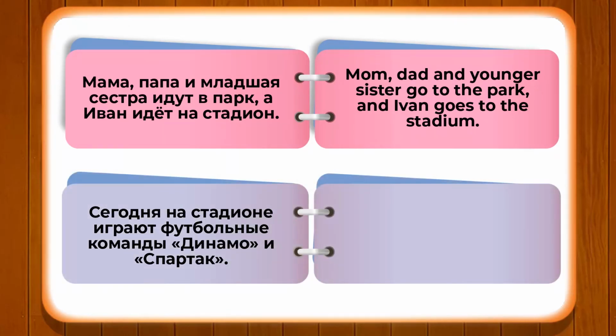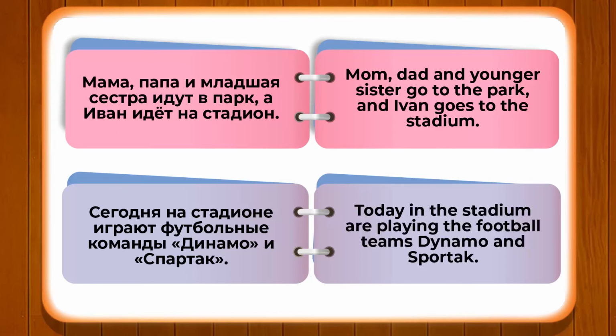Сегодня на стадионе играют футбольные команды Динамо и Спартак. So here in this case you can see that we have used the preposition на. Сегодня на стадионе. Today at the stadium, football teams Dinamo and Spartak are playing. So you can also make your own sentences like this. I hope the text is clear to you.